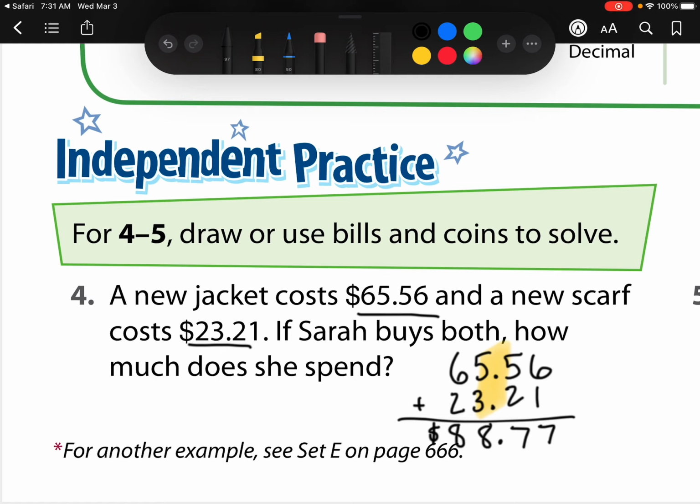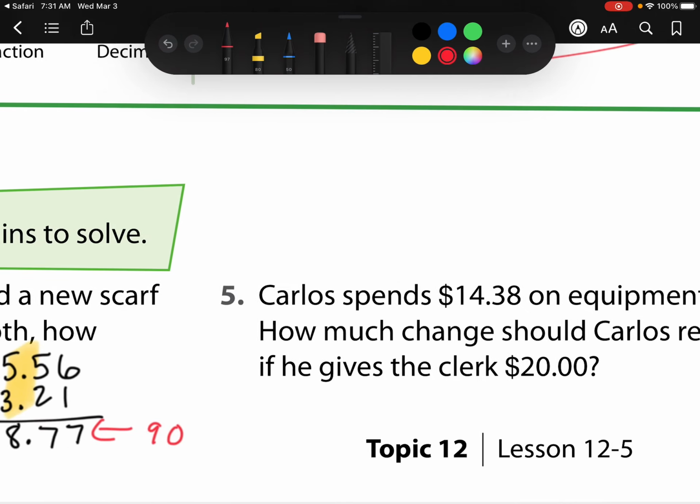Now, just to check, because we should always check our work, we're going to estimate. This is about 70, this is about 20, 70 plus 20 is 90. Our answer should be about 90. And look, 88 is really close to 90, so I'm pretty sure our answer is correct.